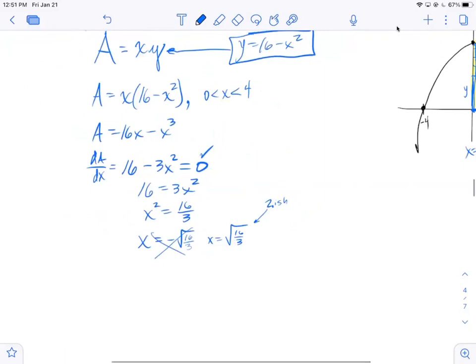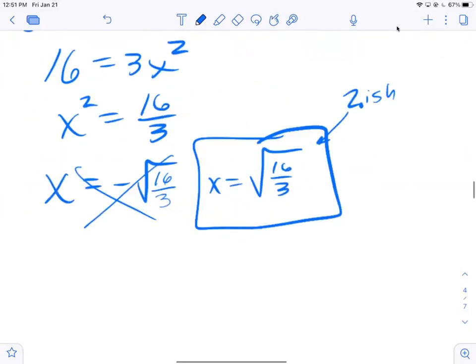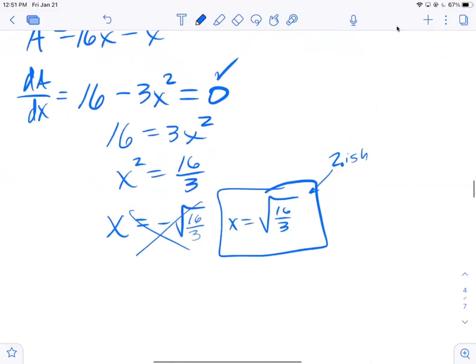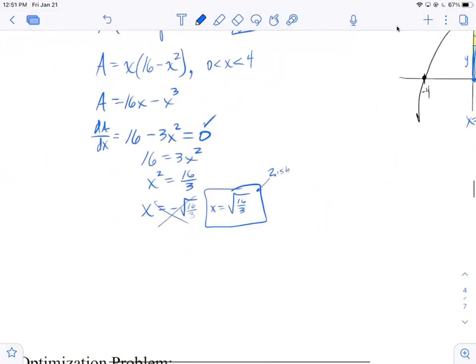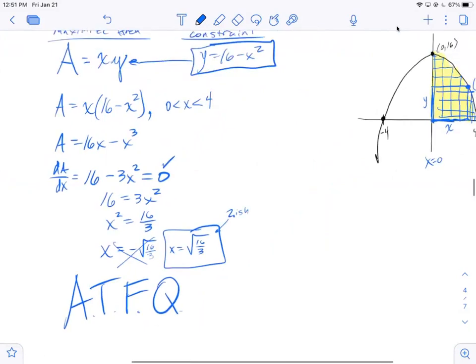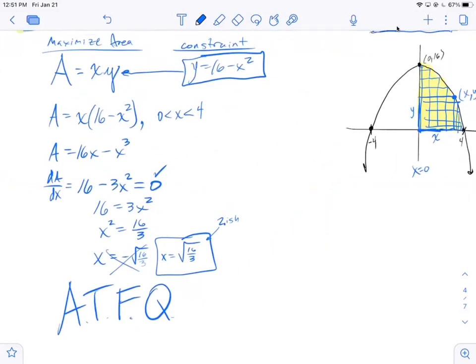So now we box it up. There are no units, and we get full credit, right? No, answer the question. Answer the question.